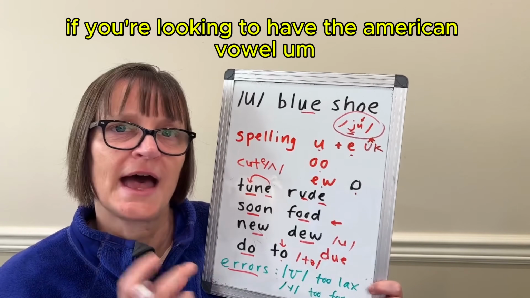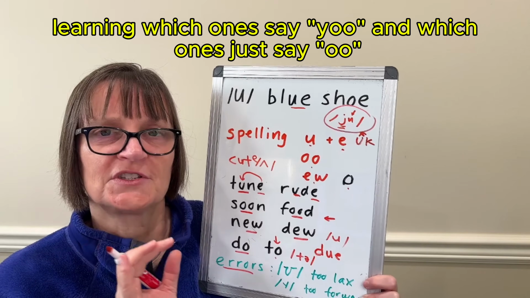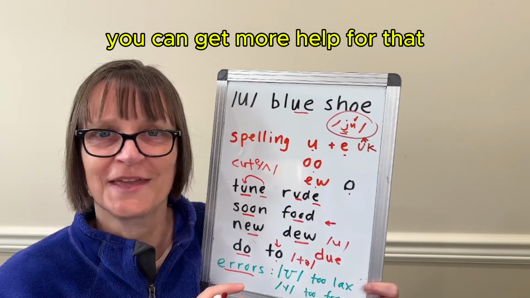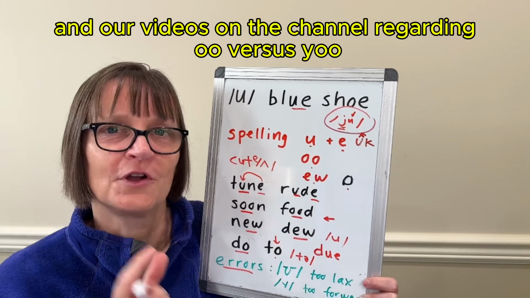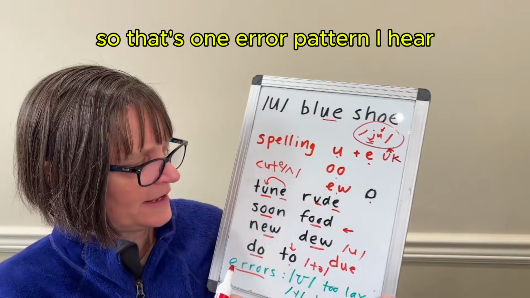If you're looking to have the American vowel, learning which ones say yoo and which ones just say oo, and learning about that pattern can be very useful. You can get more help for that in our Sounds of English course and our videos on the channel regarding oo versus yoo. So that's one error pattern I hear.